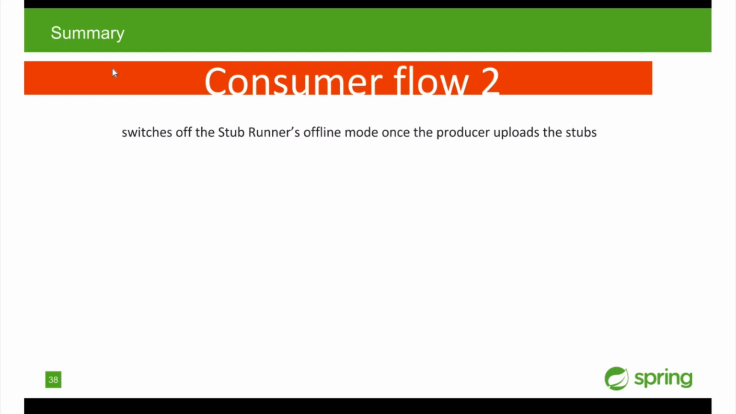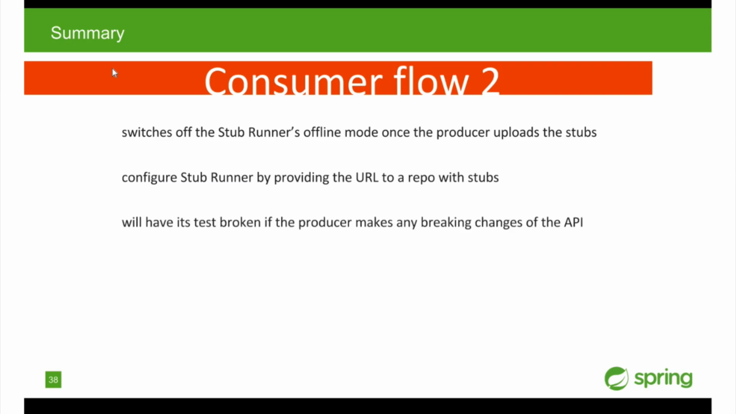Like I've shown you, you have to set works offline to false. By default, it's false, so you can remove that line. Of course, you have to provide the URL of the place where you store your artifacts, like Nexus or Artifactory. And you will have the test broken immediately once there is any breaking change.